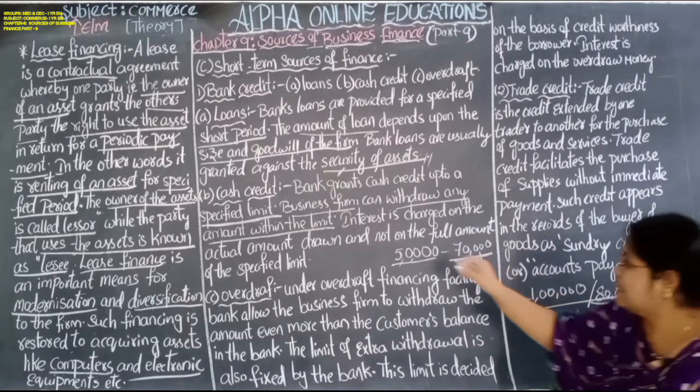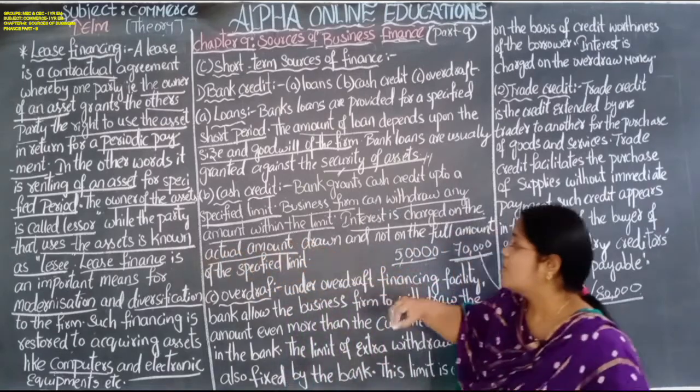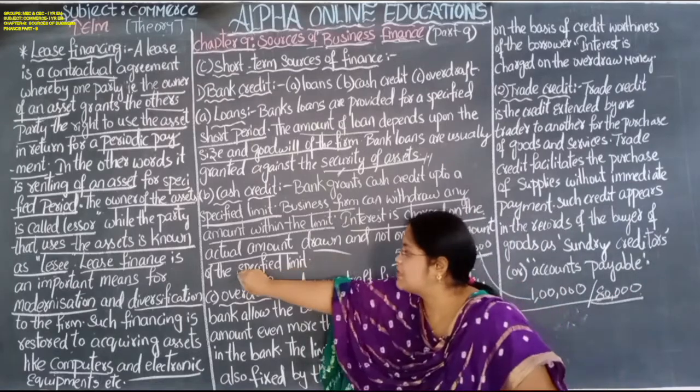So the interest is charged on the actual amount drawn and not on the full amount of the specified limit.